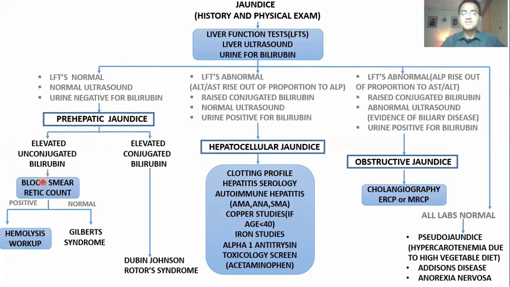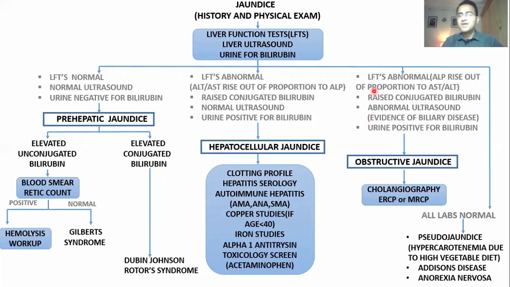If there is no hemolysis, then it is most probably Gilbert's in which there is decreased activity of conjugating enzyme. If conjugated bilirubin is elevated, look for Dubin-Johnson, Rotor syndrome, which are hepatic causes that mimic a picture of prehepatic jaundice because LFTs are normal and ultrasound is normal, but there is conjugated bilirubin that is elevated and is hepatic cause. If LFTs are abnormal and AST and ALT are elevated, which shows hepatocellular damage, and ultrasound is normal, it means it is hepatocellular cause, hepatic jaundice, you can go for these studies, depending upon the history and risk factors present in a patient.